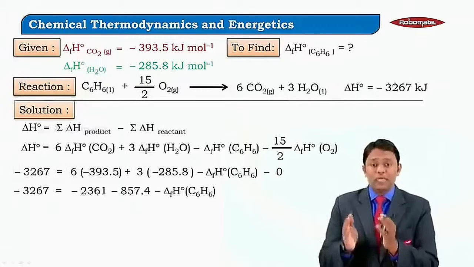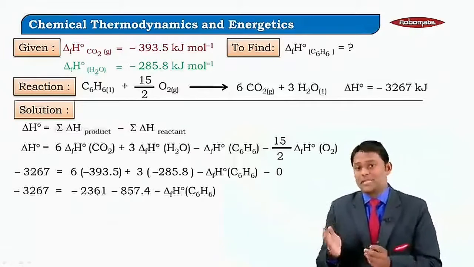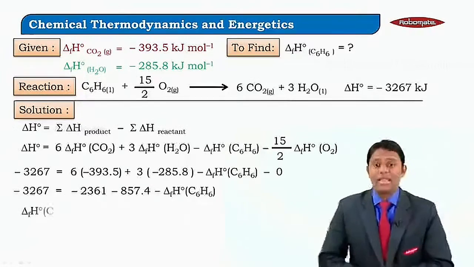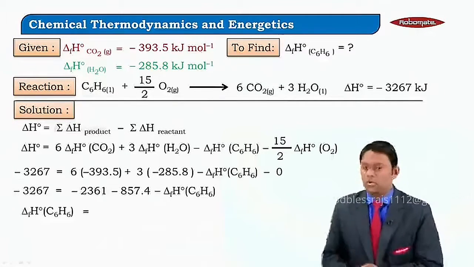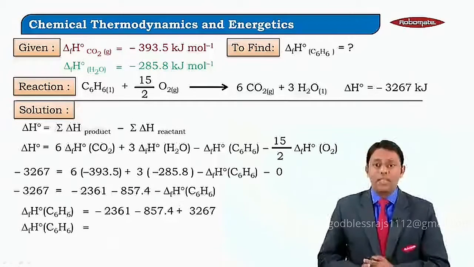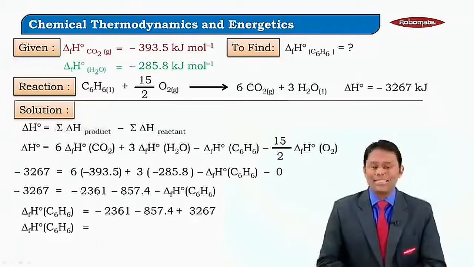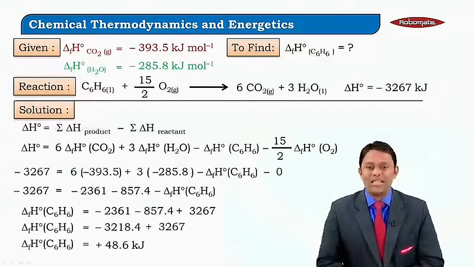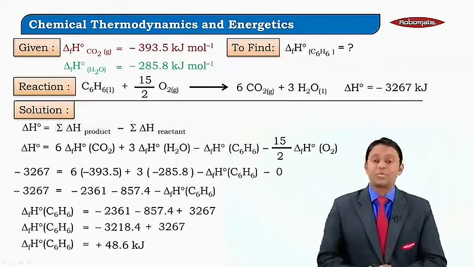So the thing which we have to calculate, that is enthalpy of formation of benzene, we take on the left hand side, and the minus 3267 term we bring to this side. So we get the answer as delta H of formation of benzene is equal to minus 2361 minus 857.4 plus 3267. Making the additions and the subtractions, we get the final answer as 48.6 kilojoules. So this is how the sum has to be solved.